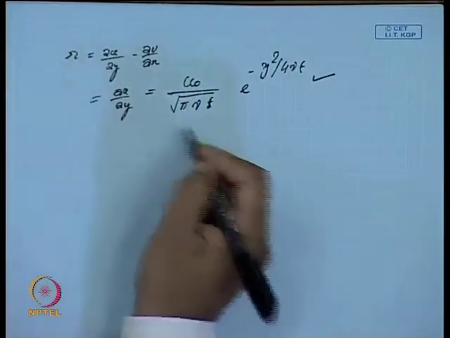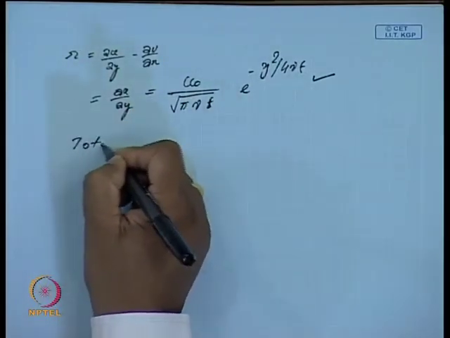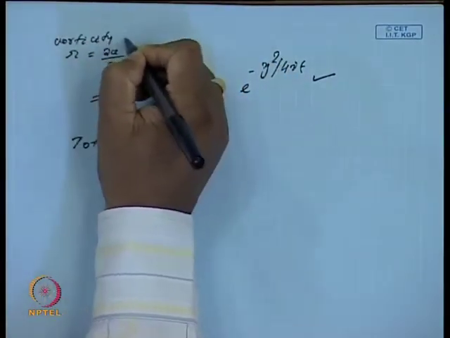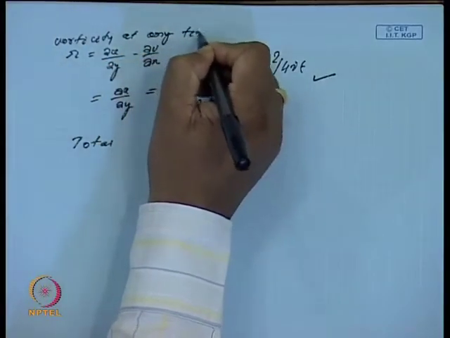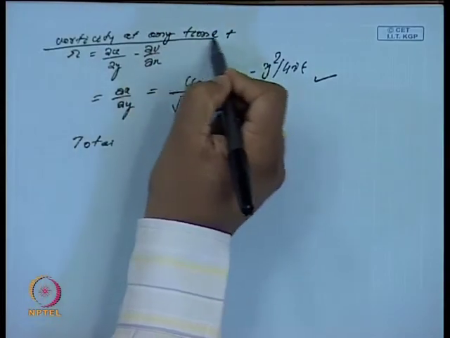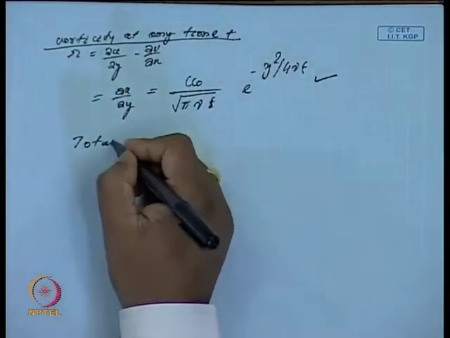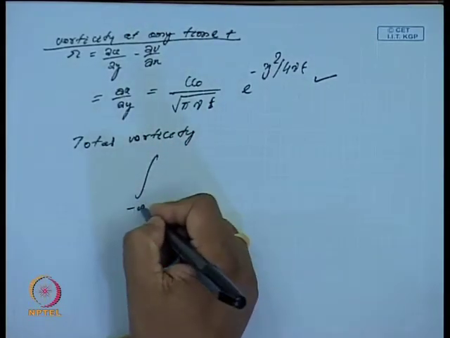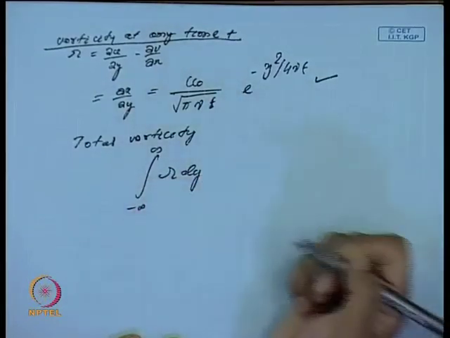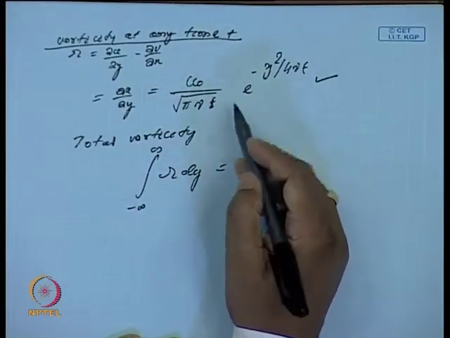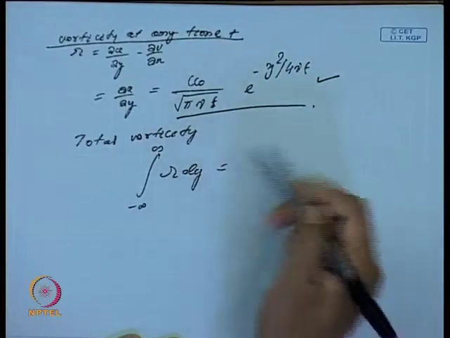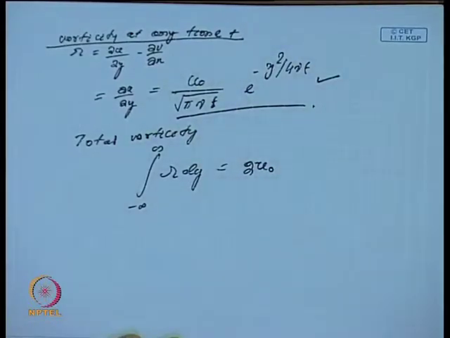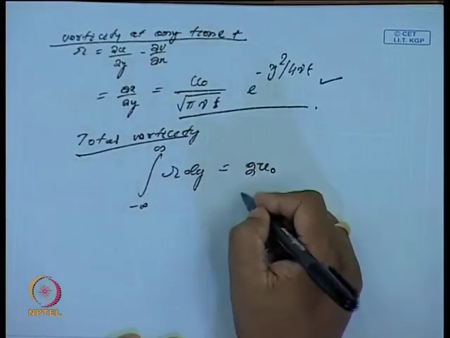Then again, if I look at the total vorticity, this is the vorticity at any time t. The total vorticity is the integral from minus infinity to infinity of omega dy, and it can be easily seen that if I substitute these values of omega here, this will give me 2 u naught. It can be checked. So the total vorticity is independent of time.